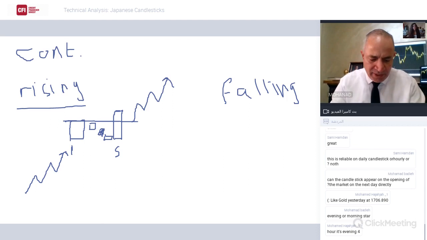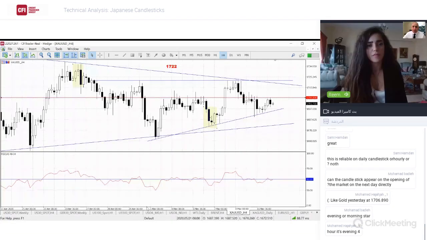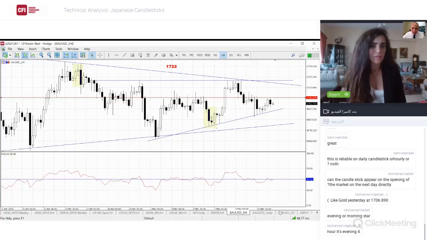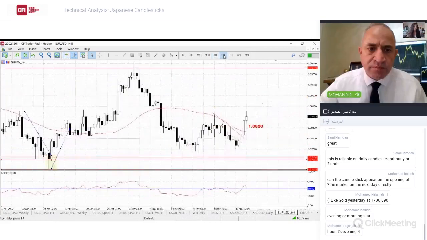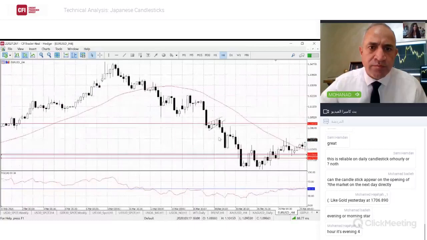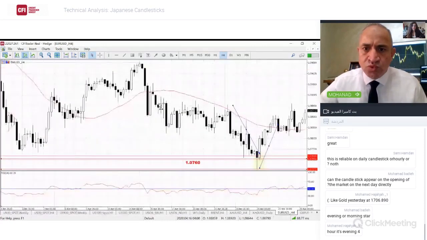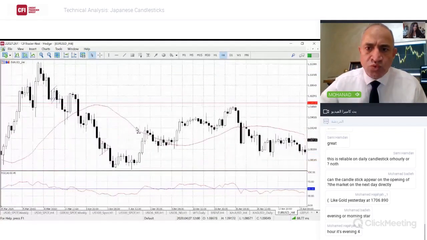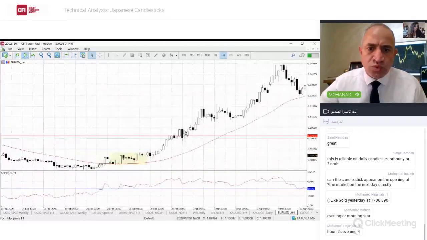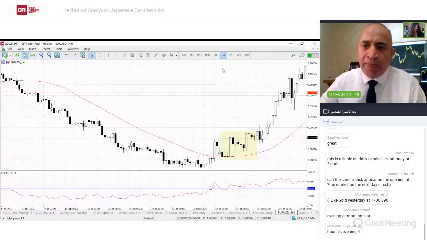I have a good example here, Reem. Yeah, let's see a real example. Okay, so we're on the Euro US dollar chart, 4 hours frame.